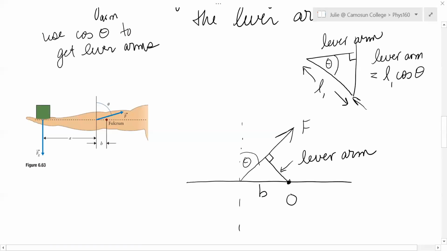Now the question is which angle is which? If that's theta there, then this one in here is 90 minus theta, and this one's theta. Once again, it's cos, so that lever arm would be B cos theta. The other lever arm, for this hanging weight, is just A plus B. You add those two together because it's already a perpendicular distance. So that's that one.